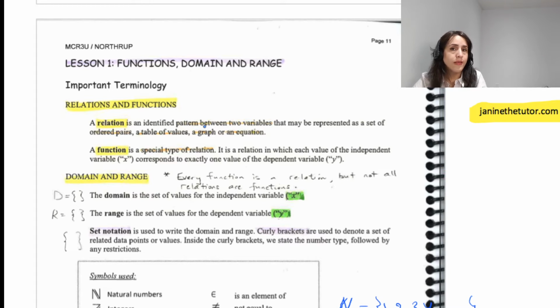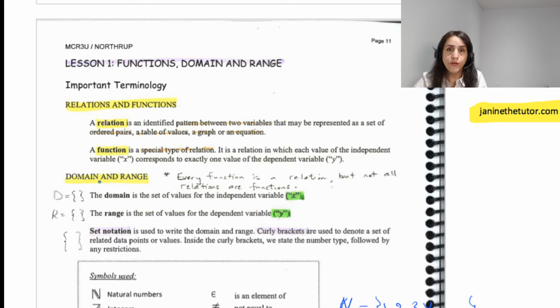Now, some of these relations are in situations where we can name that relation a function. A function is a special type of relation. It is a relation in which each value of the independent variable x corresponds to exactly one value of the dependent variable y.